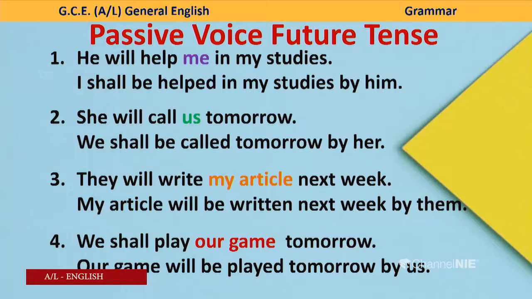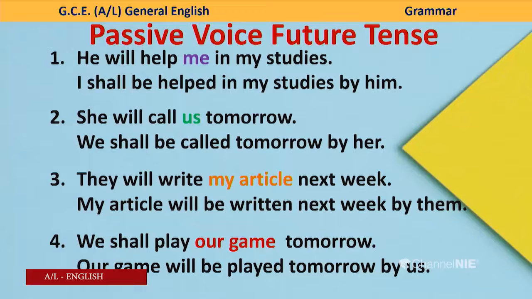Second example. She will call us tomorrow. She is the subject, will is the helping verb, call is the main verb, us is the object. She will call us tomorrow. Then when we take us to the front of the sentence, it becomes we. We shall be. So, with I and we use shall. We shall be called tomorrow by her.